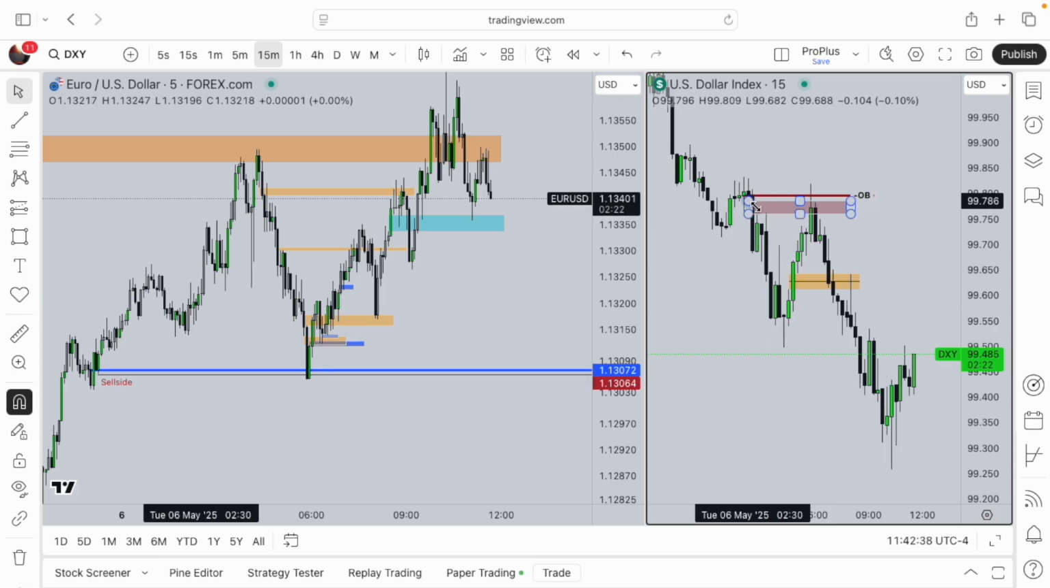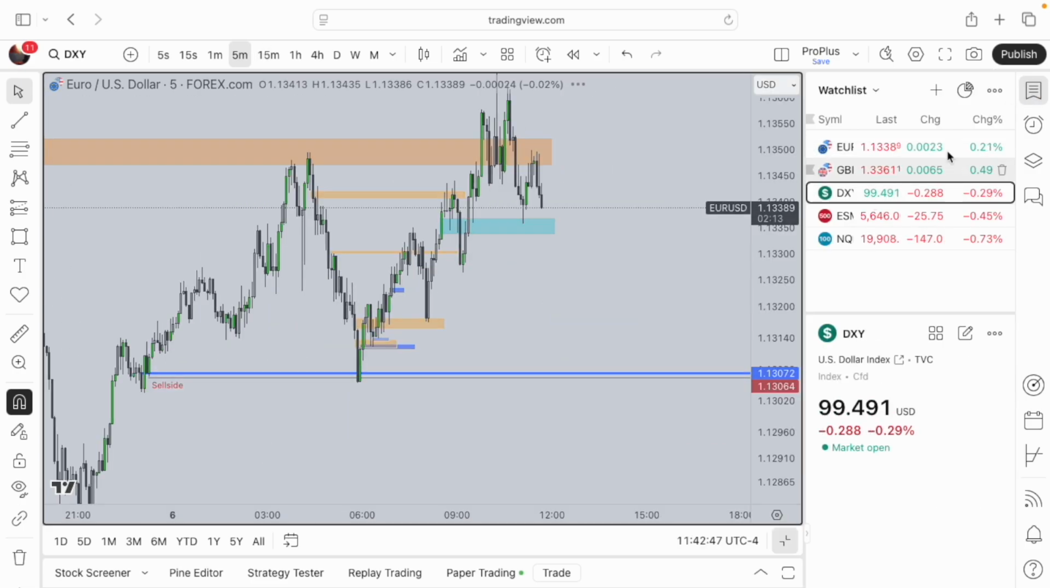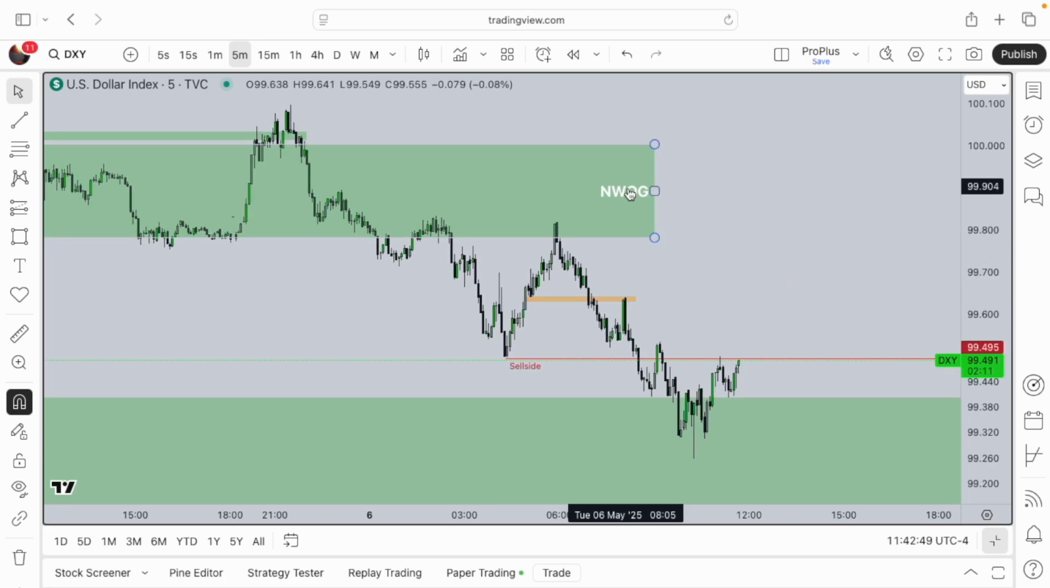Dollar, on the 15 minute time frame, ran into a SIBI here, buy side, bearish order block, and it also rejected the weekly opening gap. So that's multiple reasons for dollar to want to turn around. Sell side's down here, okay.